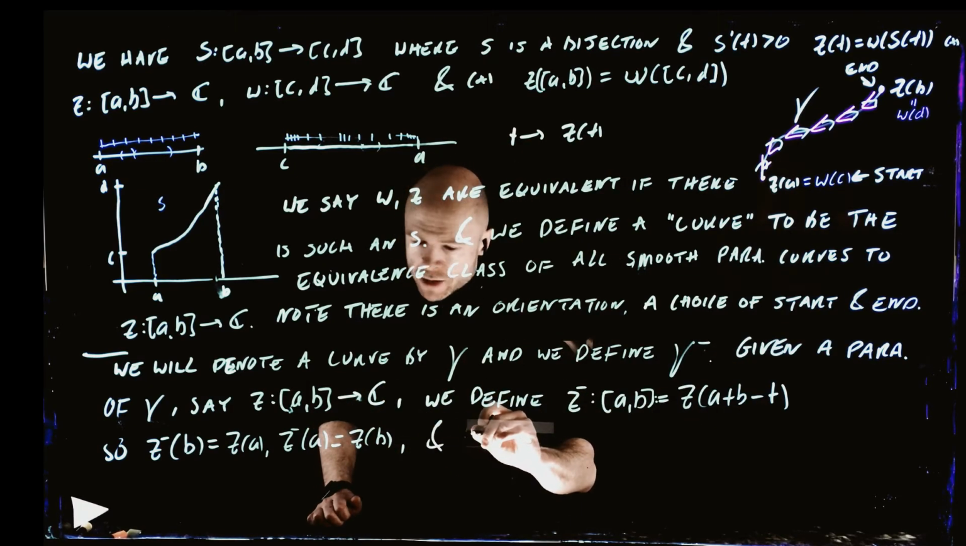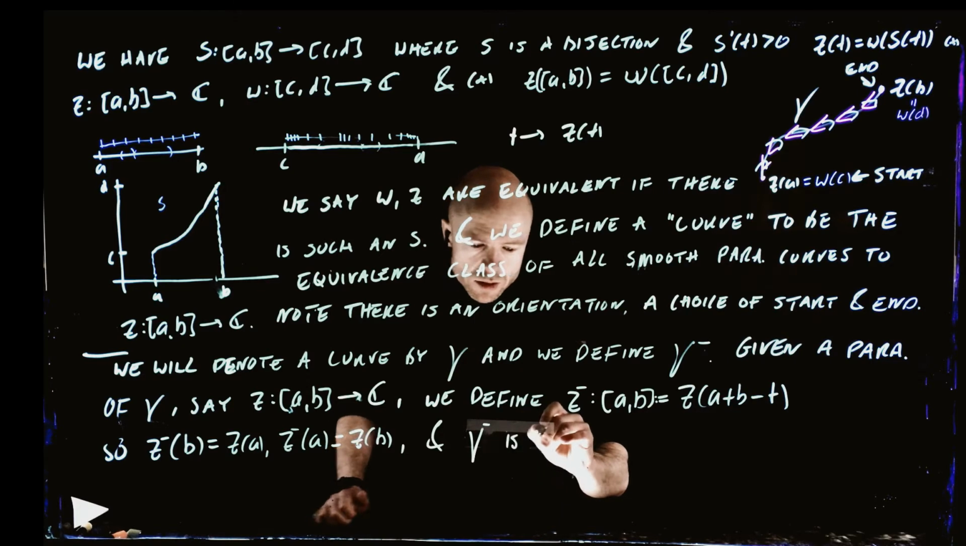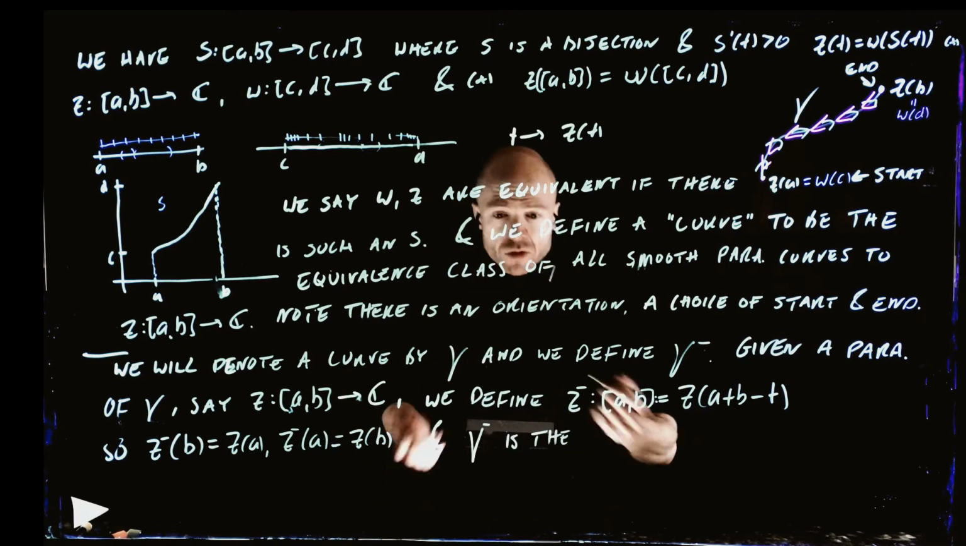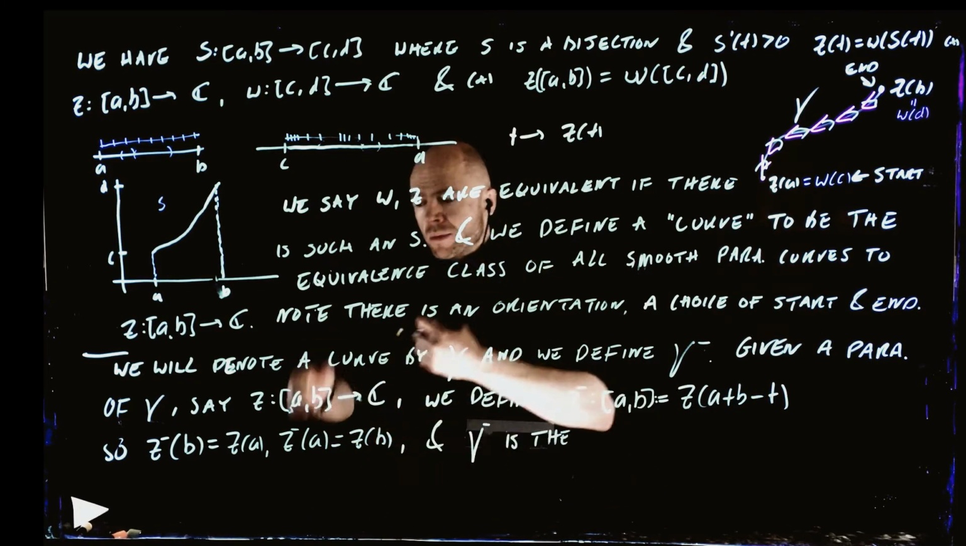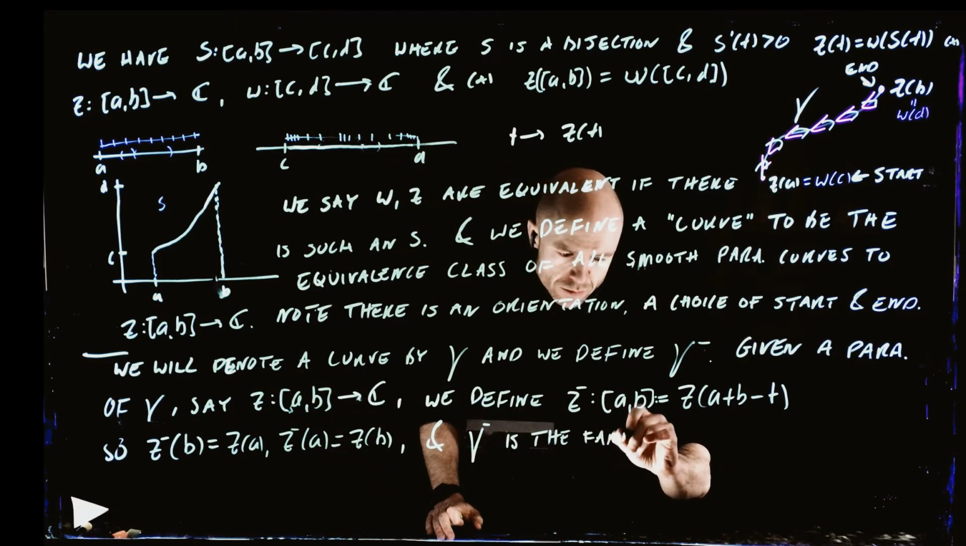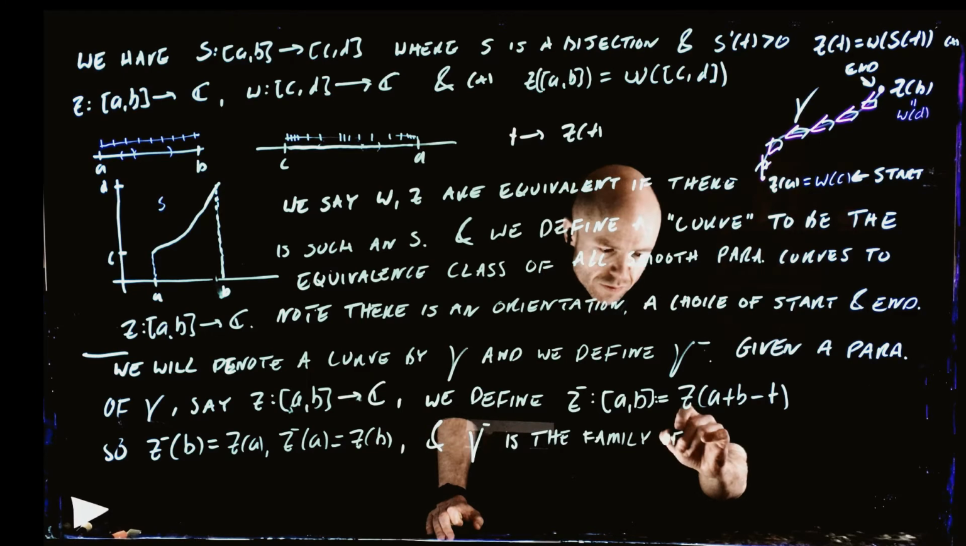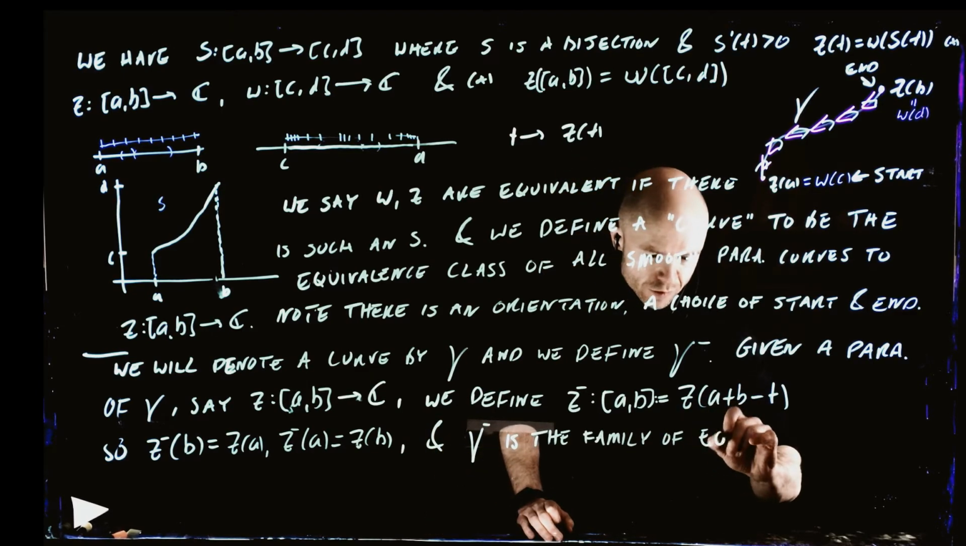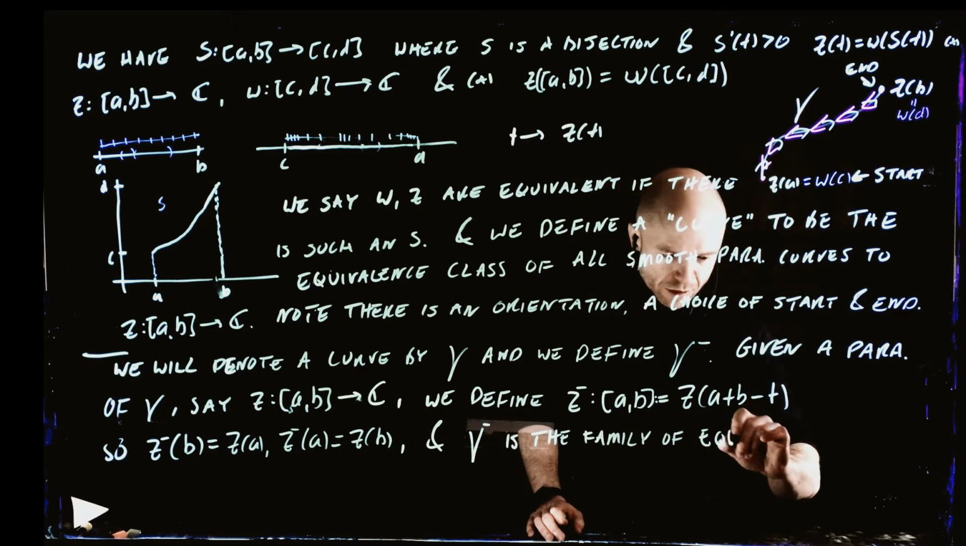And gamma minus is the family of equivalent parameterizations to Z minus. I should say equivalence class, but family, same thing.